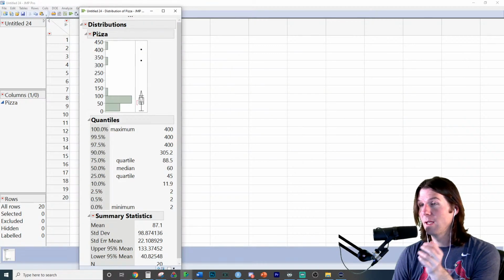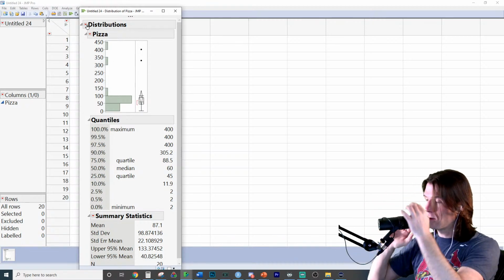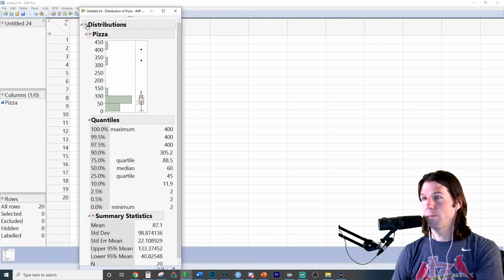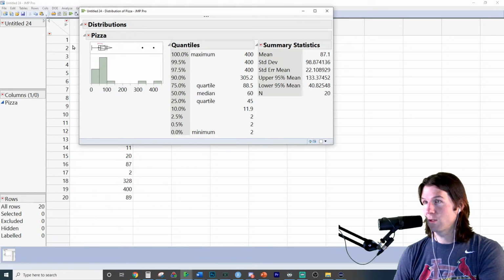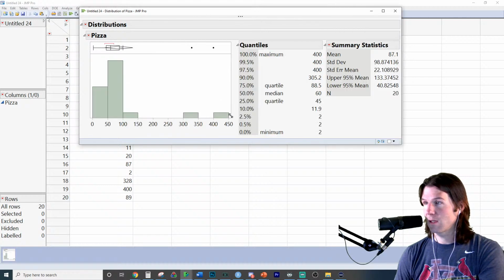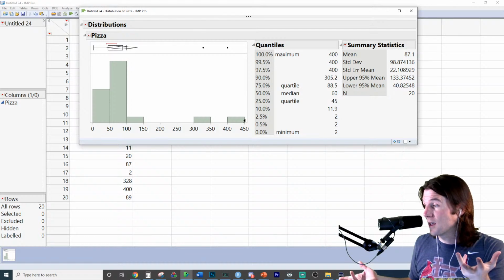Here's the histogram. Let's go to the top red arrow. You should be at this point right now with a histogram. Under the top red arrow, we're going to click stack. This will put it in horizontal layout. I'm going to extend this graphic just because I like it to look a little bit bigger. You don't have to do that. I just think it looks nicer.